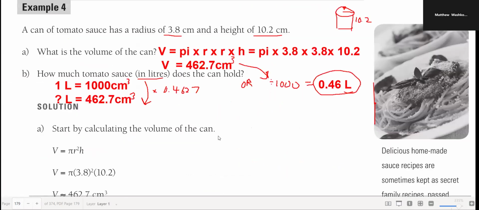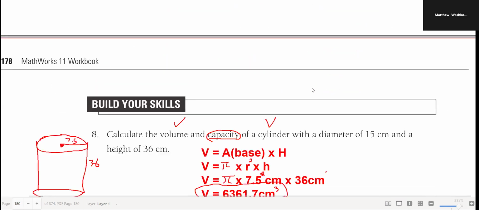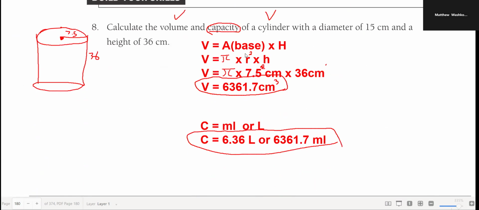Okay, I don't know where I stopped recording, so I'm just going to quickly review everything. For this one here, example 4, I found the volume of my can. The area of your base here is a circle, so it's pi r squared times the height. Then to turn that volume into a capacity, you need to divide it by 1,000. For this one here, same thing. The area of my base is a circle, times the height. In this case, the diameter was 15, so the radius needs to be 7.5. This is the answer I got as a volume, but I have to also turn that into capacity, and either milliliters or liters works.